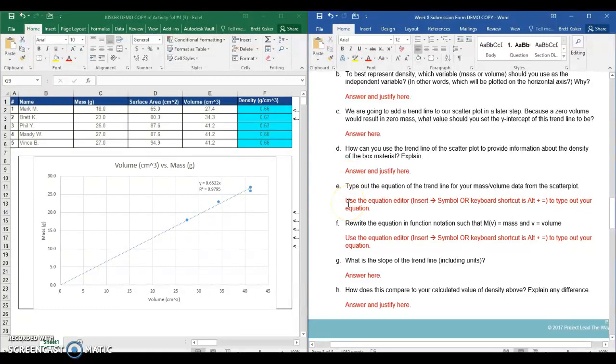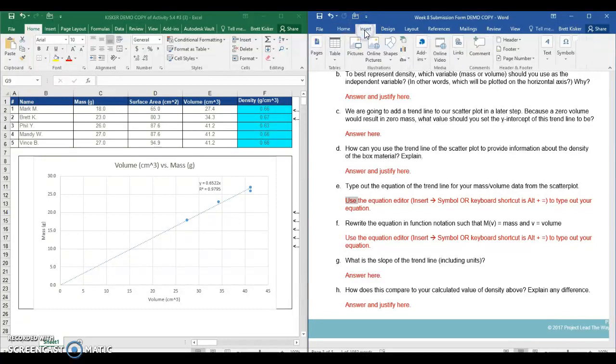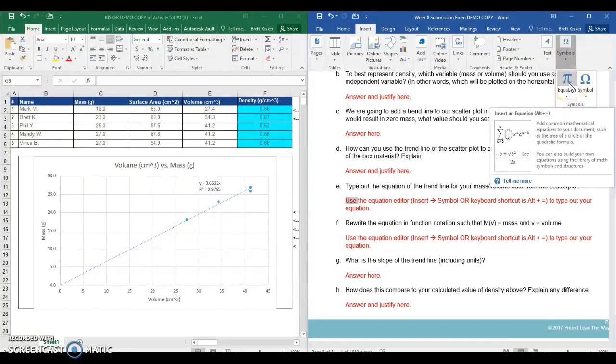Type out the equation of the trend line for your mass volume data. All we mean by that is take this y equals 0.6522x and let's go ahead and type that in here. I want you to use something called the equation editor though. You can get to it pretty simply by coming up here and just clicking insert. I can come over here to symbols and choose equation. So that's one way to do it.